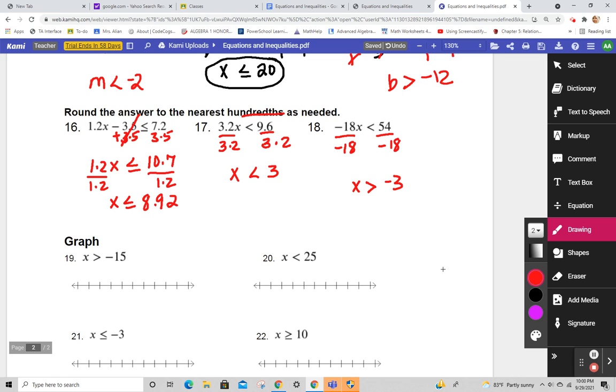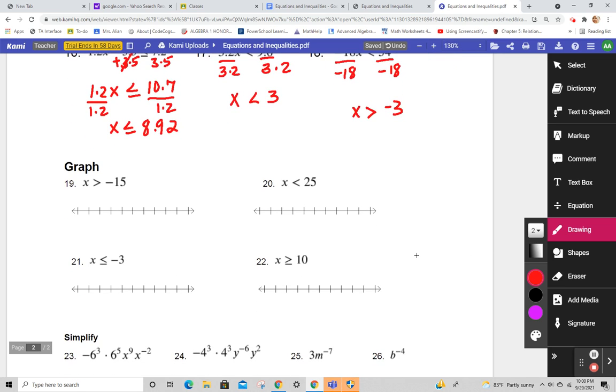All right, let's keep going. All we're doing here is just graphing. Okay, so let's put 0 here. And we know negative 15 is somewhere to the left. Doesn't matter where you put it. We're just using this line. And we need to show that it's greater. It's going to be an open circle. And the line is going in this direction to include all those numbers that are greater than 15.